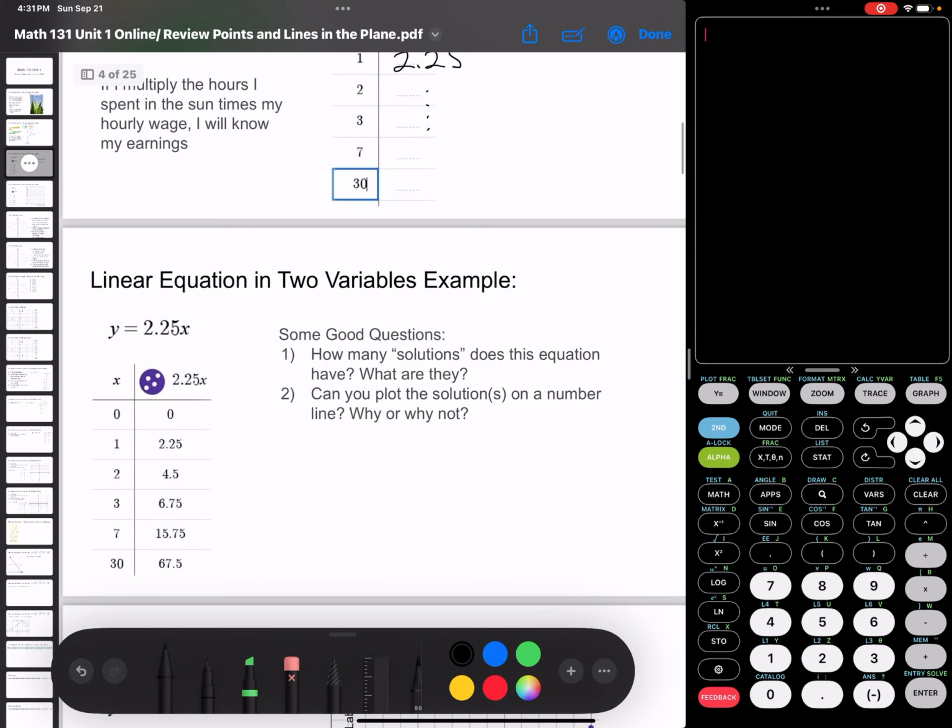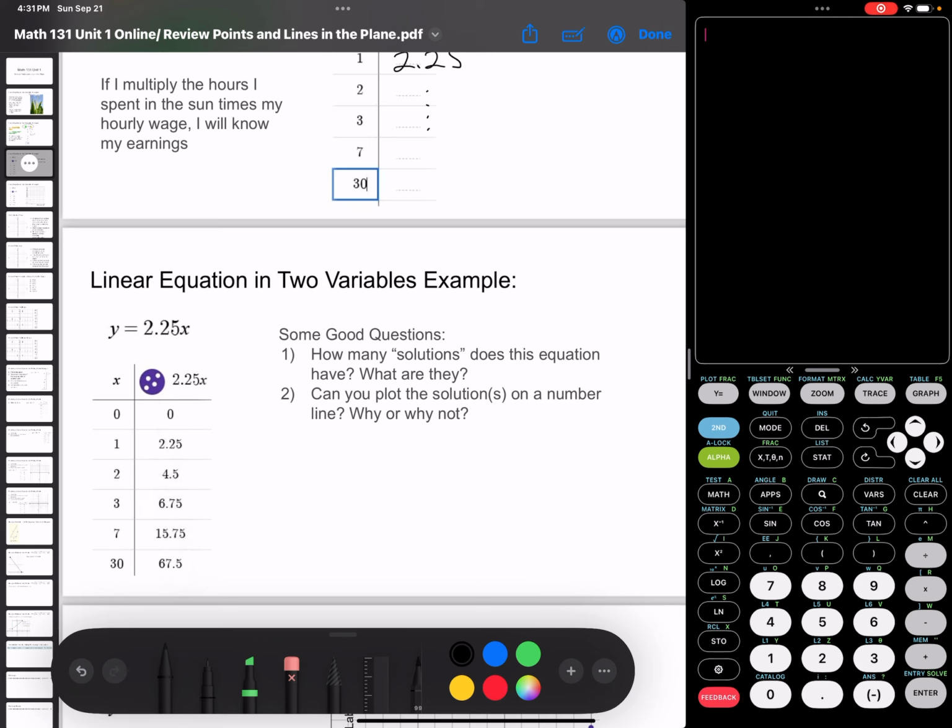So here is a filled out table, and you might be having some really good questions here about the math, right? How many solutions does this equation have? What are they? And can you plot these solutions on a simple number line? Why or why not? These are really good questions.